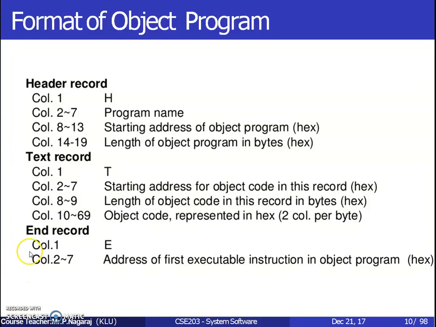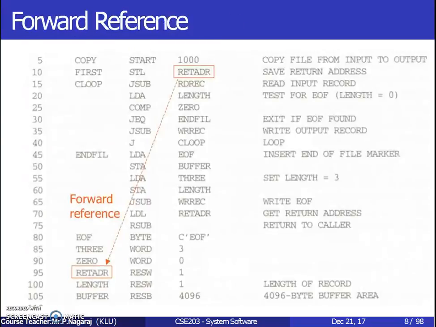The last record is called the end record. Column 1 will be represented by E. Then columns 2 to 7 hold the address of the first executable instruction, which is called our starting address. Again, the starting address is 1000. This is pass 1 and pass 2 of the assembler algorithm. Thank you.